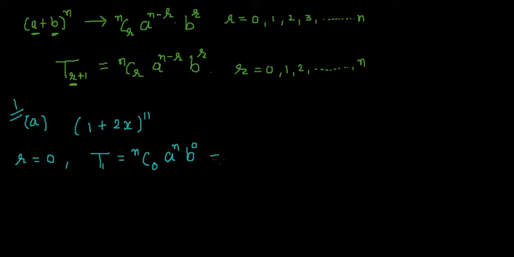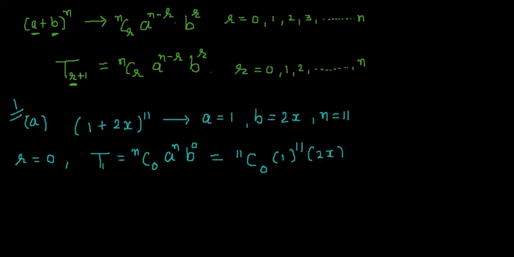Now I keep different values. If I compare this with the general term, I am having the first term a as 1, b the second term as 2x, and the power n is equal to 11. I keep these values in the formula to get the first term. Instead of n, I am going to keep 11. So 11C0, a that is 1 raised to 11 minus 0, 11 you can say. Instead of b, I am keeping 2x raised to 0.